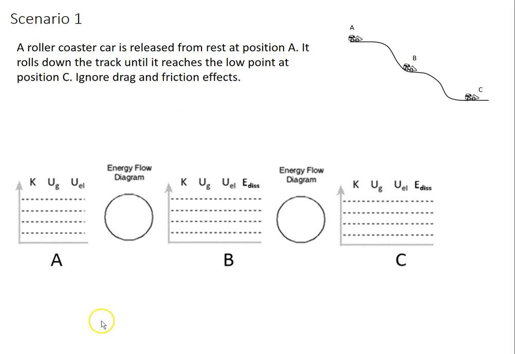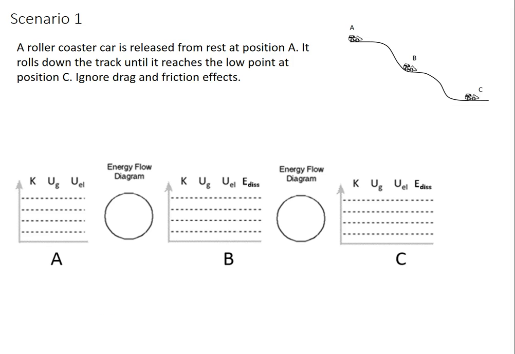So what do we have at A? Let's go through our energy analysis. There's no kinetic energy because there's no motion. There is gravitational potential energy because the car is elevated from its lowest point. And there's nothing squished or stretched, and so there's no elastic potential energy.